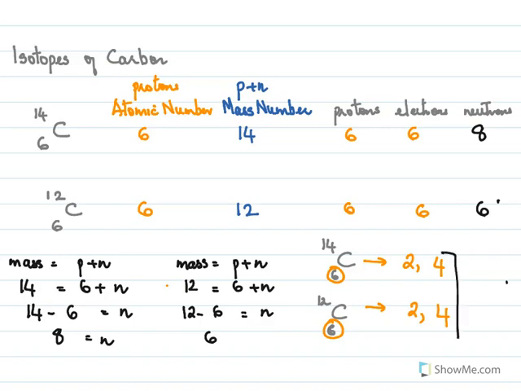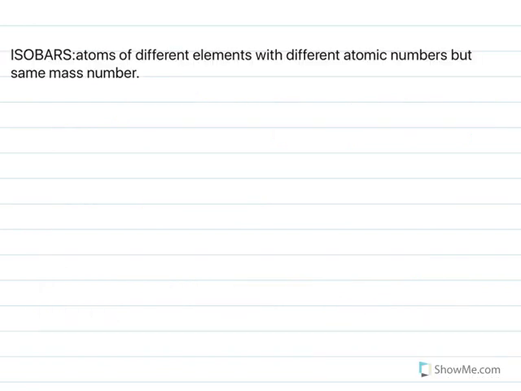So if you see, for both of these, the outermost electrons, called the valence electrons, is 4. Same valence electrons, so same chemical properties. So isotopes have similar chemical properties because the atomic number is the same and the electronic configuration is also the same.